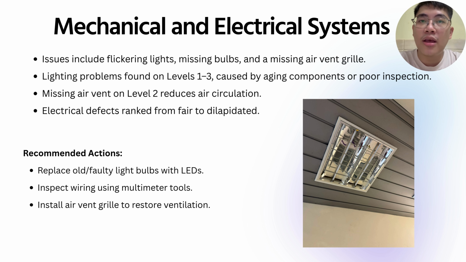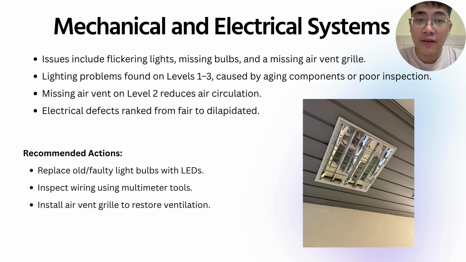So for mechanical and electrical systems, they play a big role in the functionality of Block A. During inspection, we found several missing or flickering lights, especially on levels 1 to 3. In addition, there's a missing air vent grille on level 2, which can affect the airflow. This problem may seem small, but they reduce comfort and efficiency in daily use.